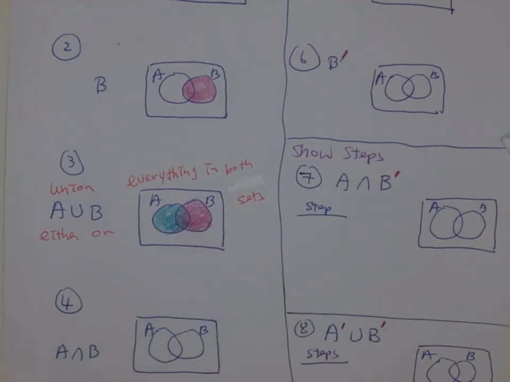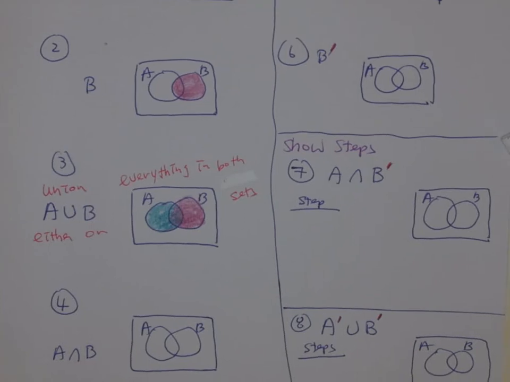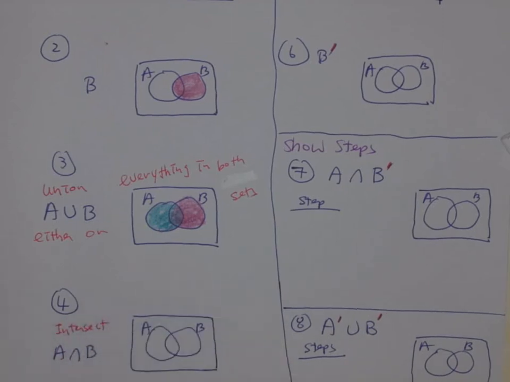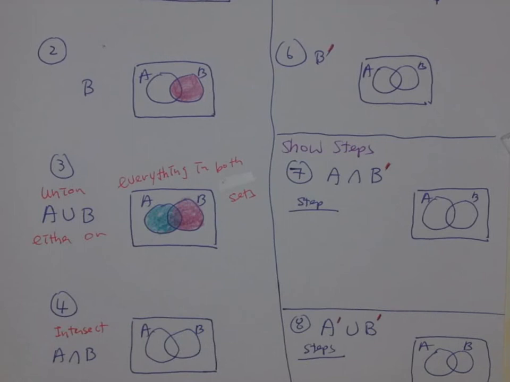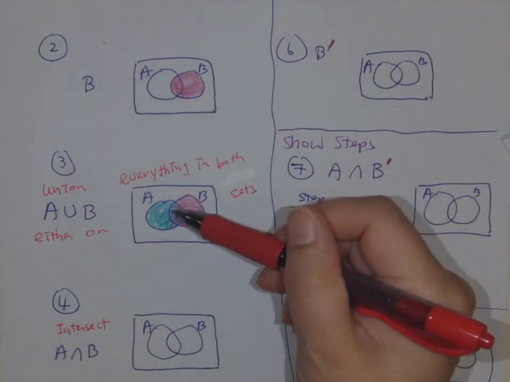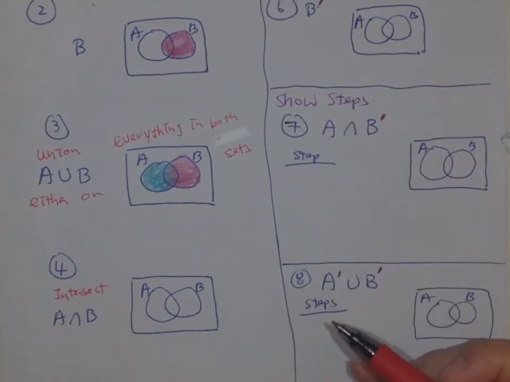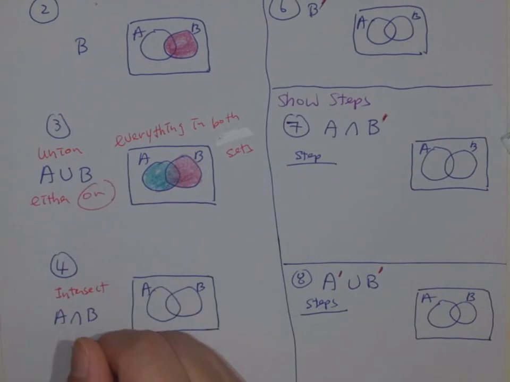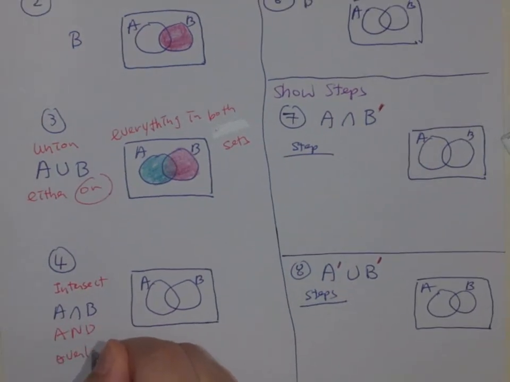So anything in this area would be part of my answer if I want A union B. Are we okay? How about A and then this symbol, which means intersect, right? For the intersecting part, if you look at the last circle, you can see this is the double shaded part. So we want the overlapping part. The last one is "or", this one is "and", meaning the overlapping part of the two.